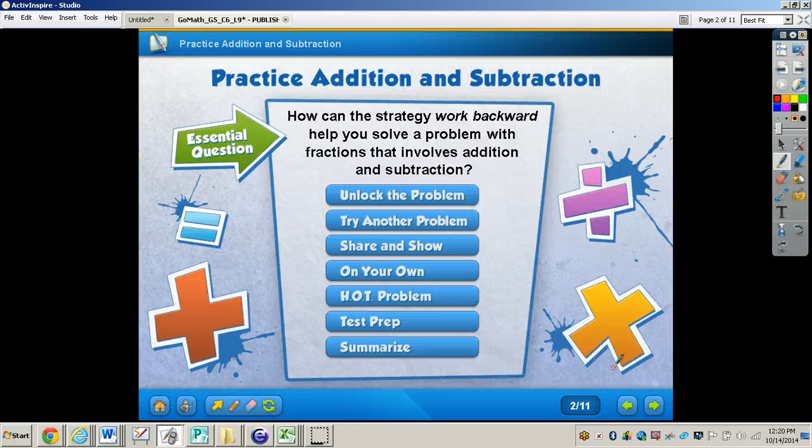In this video, we're going to be taking a look at addition and subtraction word problems. And the essential question that we are going to answer is, how can the strategy work backward help you solve a problem with fractions that involve addition and subtraction? Now, you will need to turn your Go Math book to page 277, get out your math journal and a pencil.